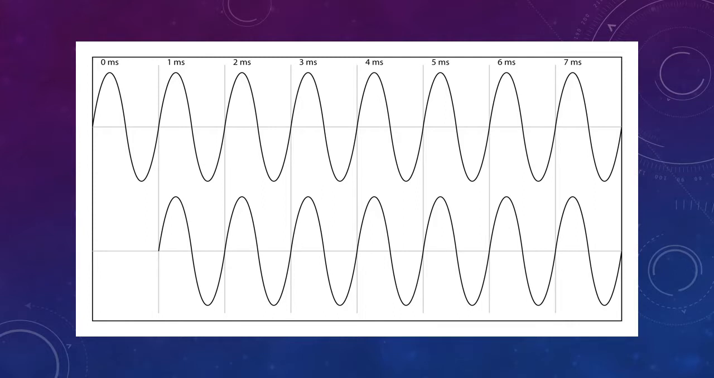Here's another pair of sine waves. The bottom wave starts 1 millisecond later than the top wave. Aside from that, the waves are identical. We can say that there is a 1 millisecond phase difference between the two waves.